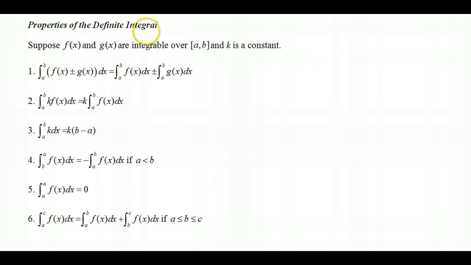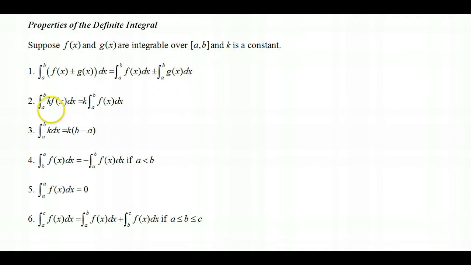Properties of the definite integral. So suppose f of x and g of x are integrable over a, b and k is some constant. Then the first property we have is that the definite integral from a to b of f of x plus or minus g of x can be written as two separate integrals. So the integral from a to b of f of x plus or minus the integral from a to b of g of x. So we have the sum or difference rule.